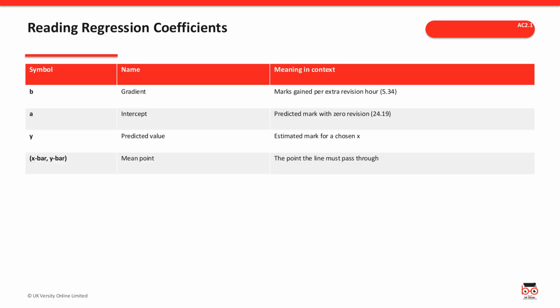Let's keep the symbols straight. The gradient b at 5.34 is the marks gained per extra revision hour. The intercept a at 24.19 is the predicted mark for zero revision. The y in the equation is the predicted value, our estimated mark for a chosen x. And the mean point, x bar, y bar, is the anchor the line must always pass through.